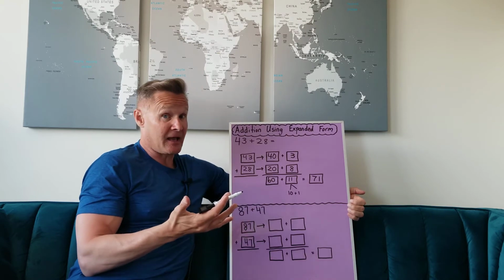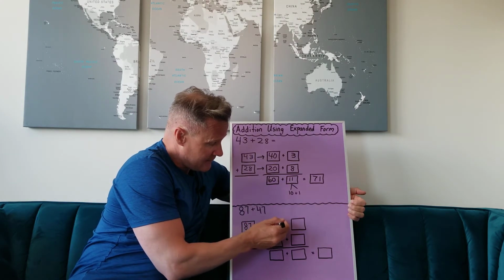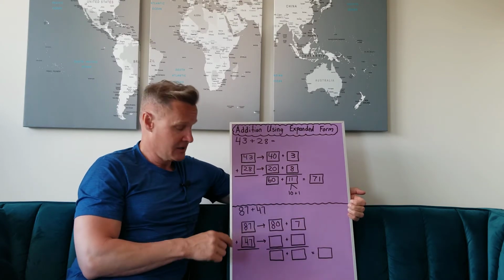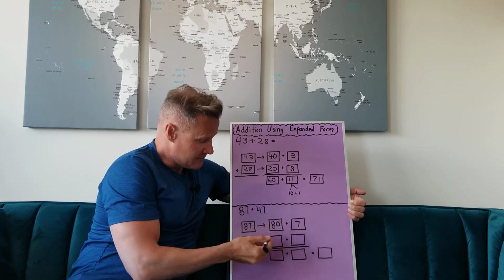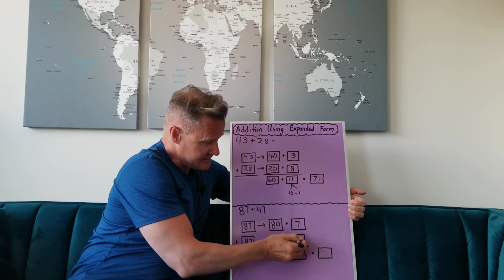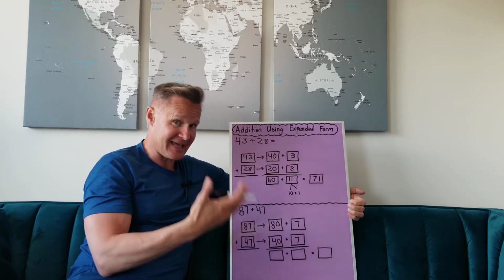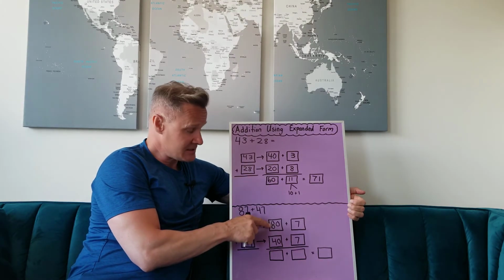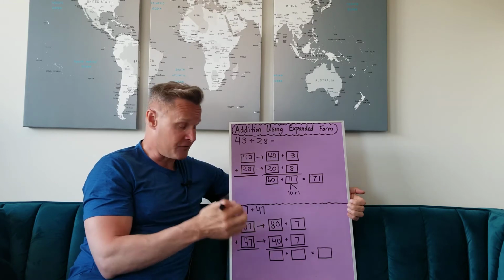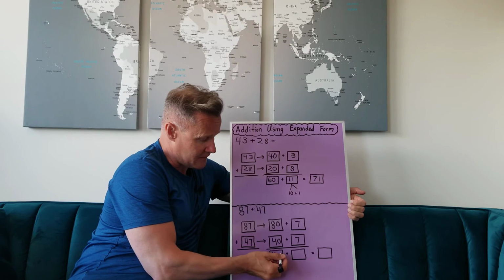So now let's expand the 87. 87 becomes 80 and 7, or 80 plus 7. 47, we expand it, becomes 40 plus 7. Now our ones are lined up and our tens are lined up. Let's add them up. We have 8 tens and we have 4 tens. 8 plus 4 I know is 12. So that means we have 12 tens, which is the same as 120.